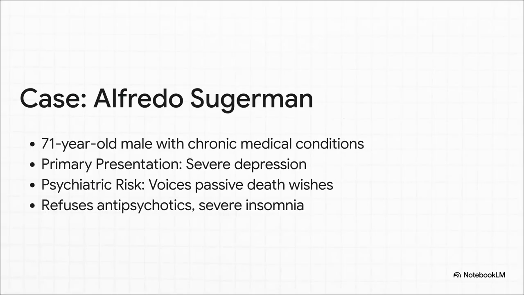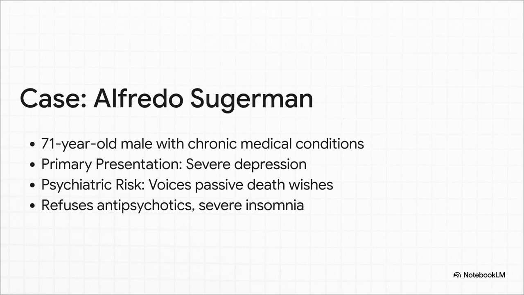Things get even more complex when we move into this partition because underlying medical conditions really start to blur the lines. Alfredo Sugarman's case highlights these exact complexities. He's a 71-year-old male with a heavy medical history, including chronic conditions like COPD and a previous stroke. But his primary presentation today? Severe depression. He feels helpless, hopeless, and he's voicing passive death wishes. He was previously placed on Lexapro and Seroquel, but right now he's refusing antipsychotics, has poor energy, and suffers from severe insomnia. How do we code this?